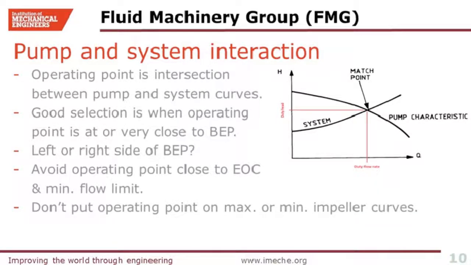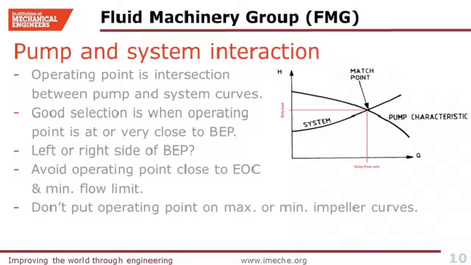So do not run near or at the end of curve. There's a risk of recirculation, cavitation, and NPSH margin issues. And also, I would suggest do not run continuously near the minimum flow limits. As a general rule, do not select a pump with the maximum or minimum size impeller.